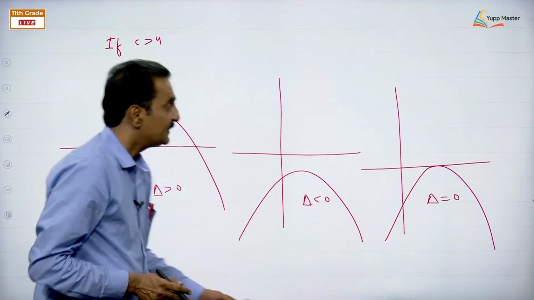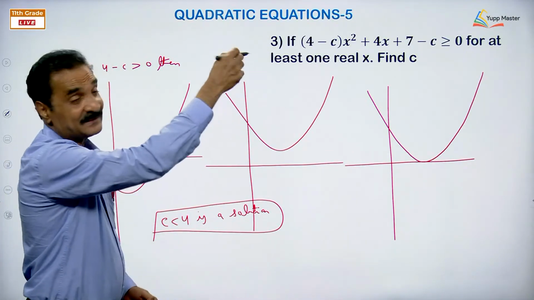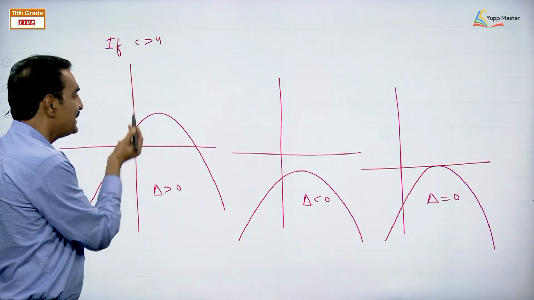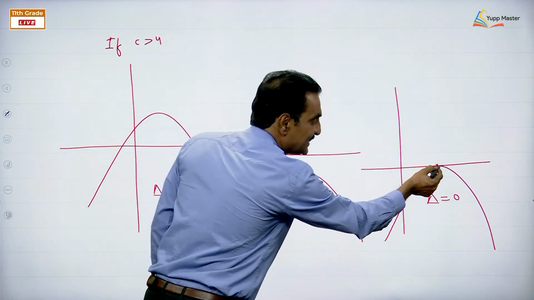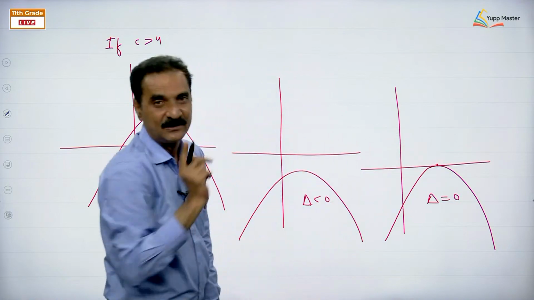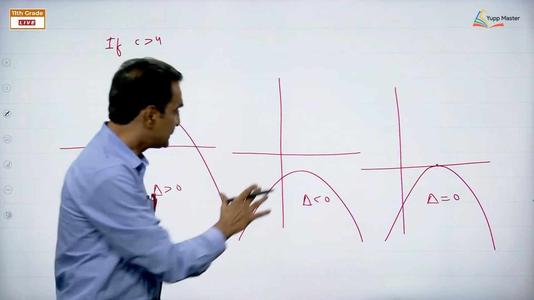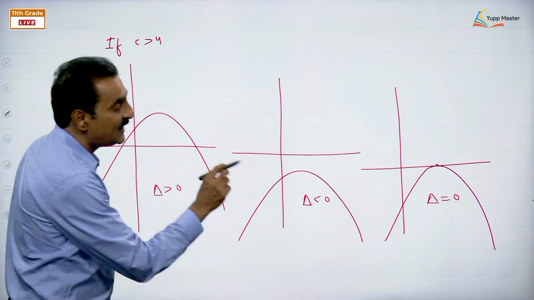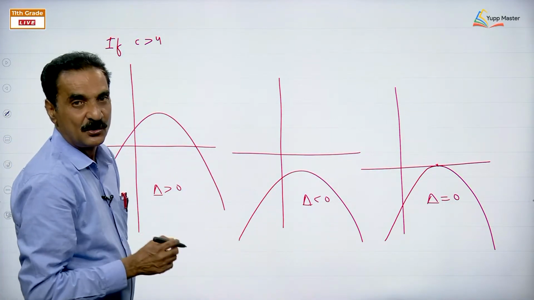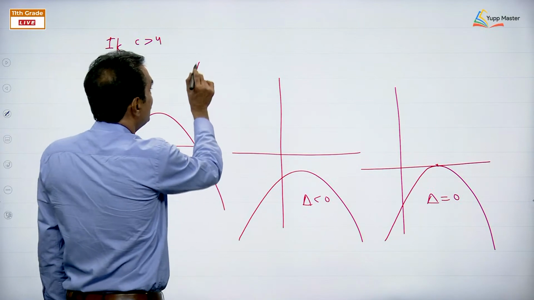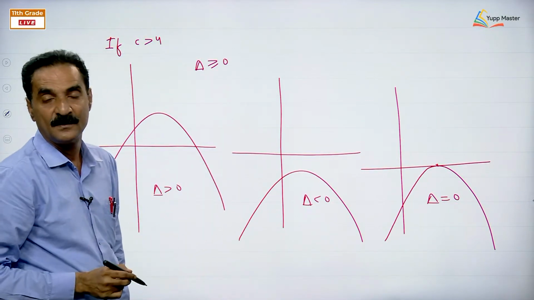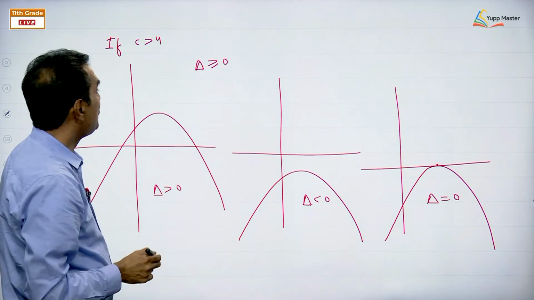Now, that expression should be greater than or equal to 0 for at least one x. It is possible in this case and in this case. In this case, it is becoming equal to 0 for one value of x. This is not possible. So, here delta greater than 0, there delta is equal to 0. So, the necessary condition is delta greater than or equal to 0. Okay. Delta means what?